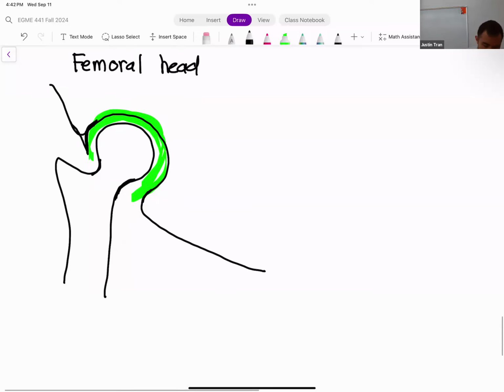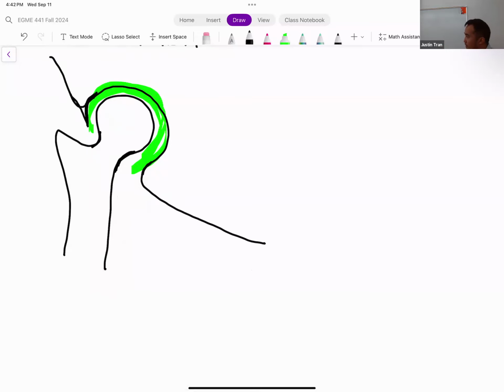Because it's so hard to dislocate this because of the geometry, the hip joint is considered probably the most stable joint in the body, which is kind of amazing considering how much range of motion you have at your hip as well.